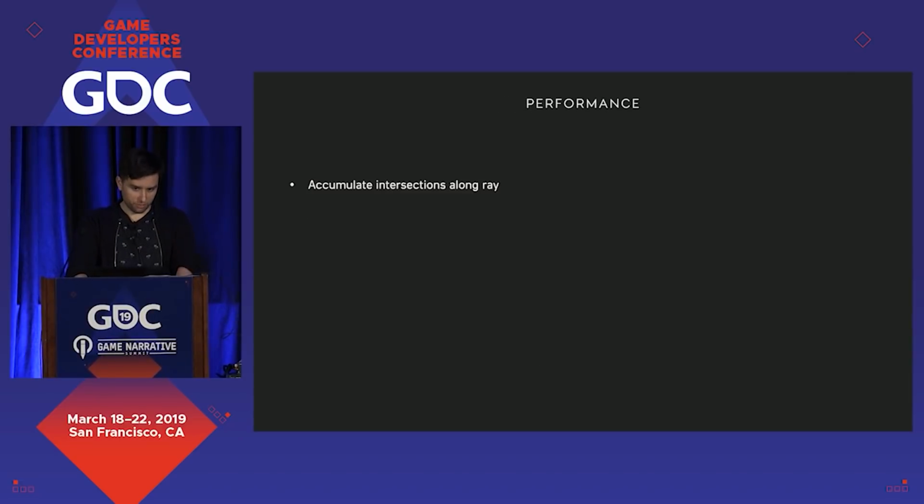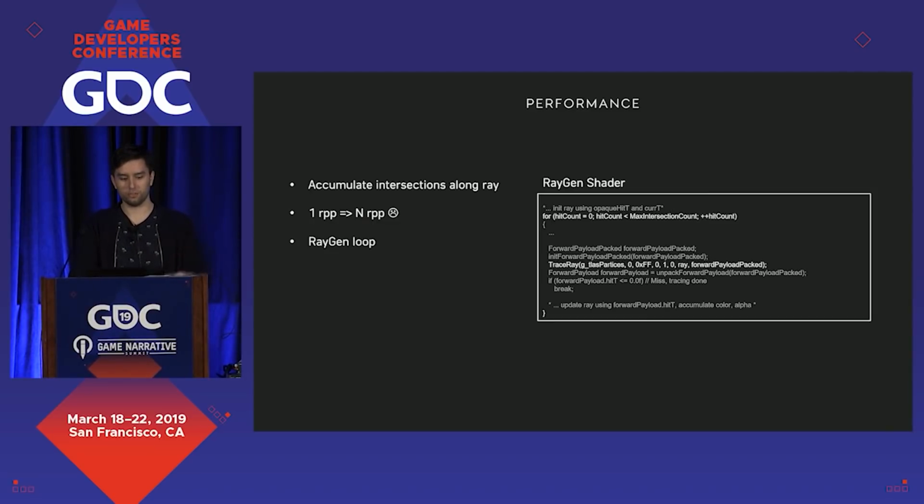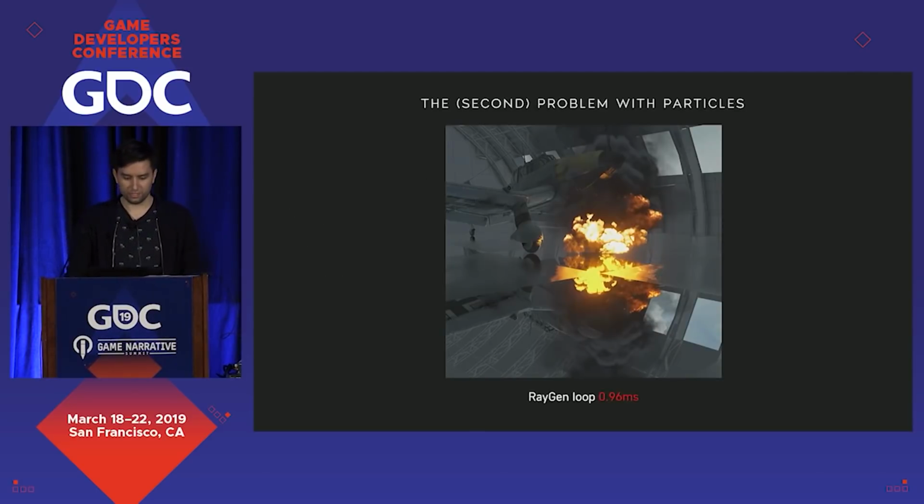The second issue with particles is performance. We had to accumulate intersections along this ray. So if we shoot, for instance, 1 ray per pixel, in this case we're now going to have to shoot n rays per pixel because of this loop that we introduced. And shooting rays is expensive, so we don't want to do that. So we wanted to have another solution. This is how it looks. This is smoke. The smoke and the fire are particles. And it costs about 1 millisecond to trace this.